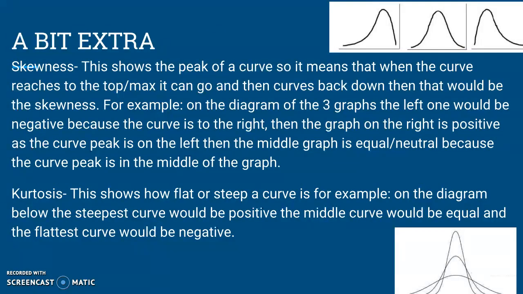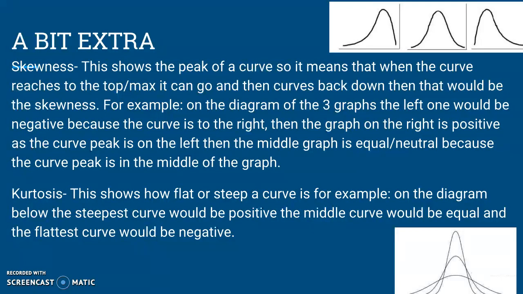A bit extra: the skewness. This shows the peak of a curve, so it means that when the curve reaches the top or maximum, it then curves back down, and that is the skewness. For example, on the diagram of the 3 graphs in the left hand corner, the left one would be negative because the curve is to the right. Then the graph on the right of the 3 is positive because the curve peak is on the left of the graph, and the middle one would be neutral because the peak is in the middle.